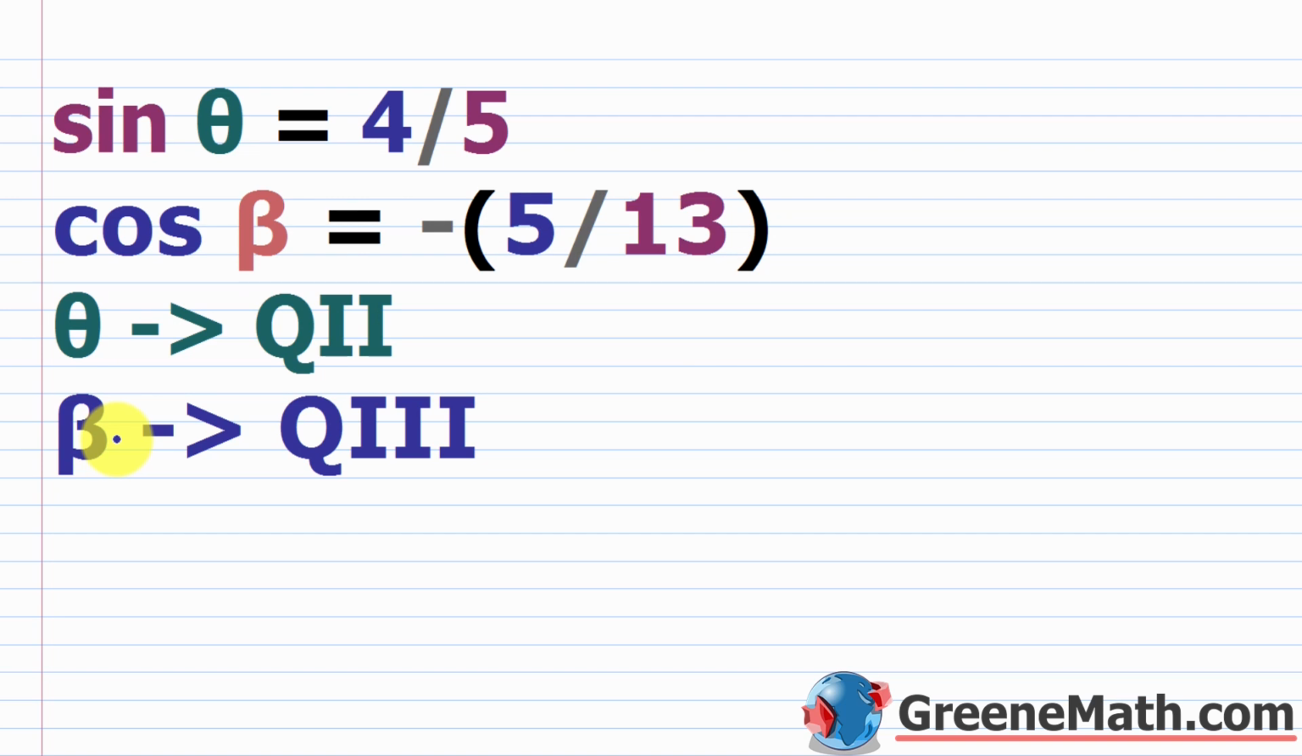So how do we figure this out? Well, what we need is the cosine of theta. So that equals what? And we need the sine of beta. So that equals what? If we have these two pieces of information, then we can use the formulas that we've been talking about in the lesson. Basically, how do we get this? If we know the sine of theta is 4/5, I can start off by saying the sine squared theta plus the cosine squared theta equals 1. Remember your Pythagorean identity.